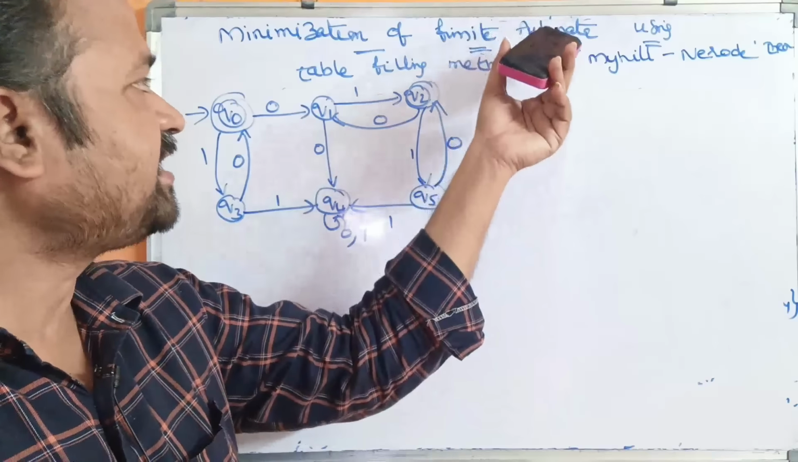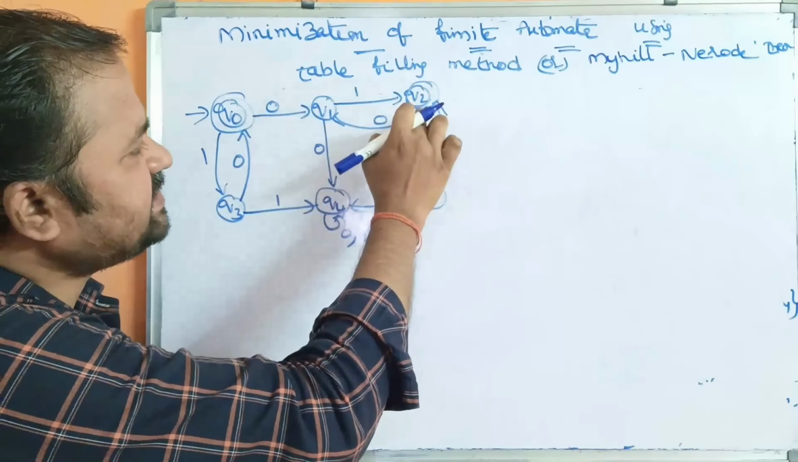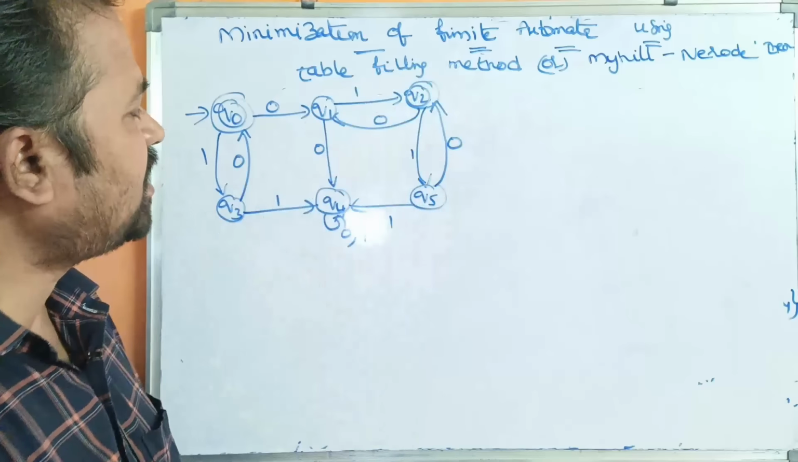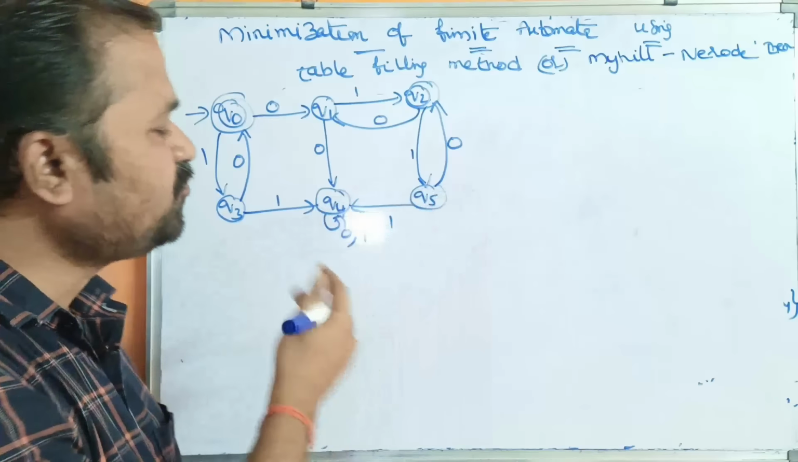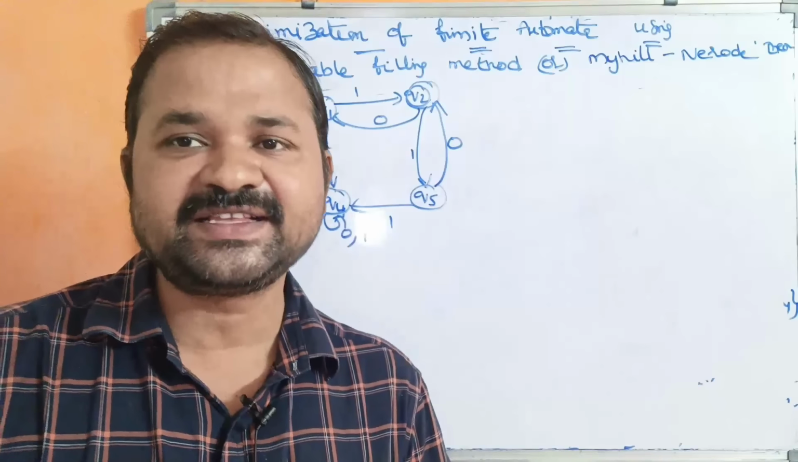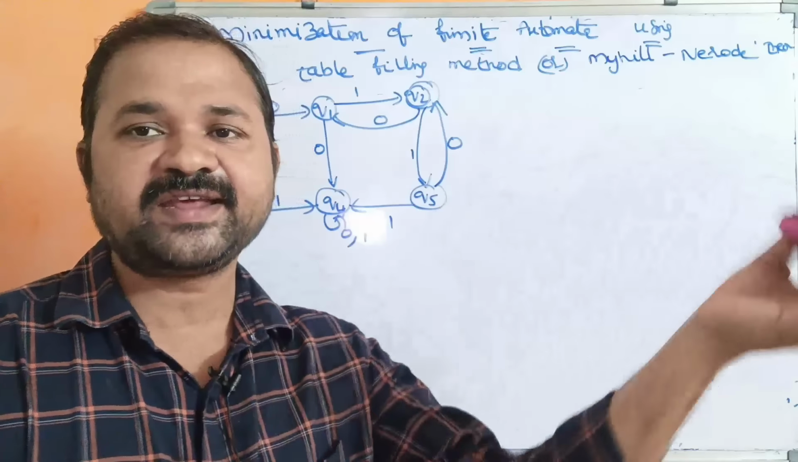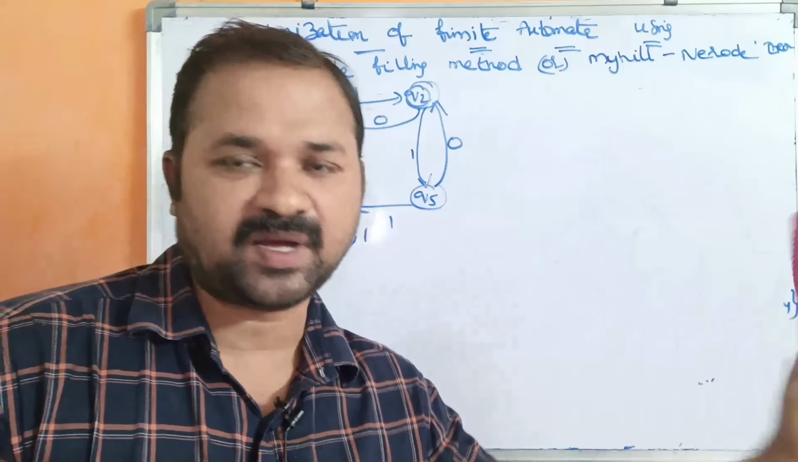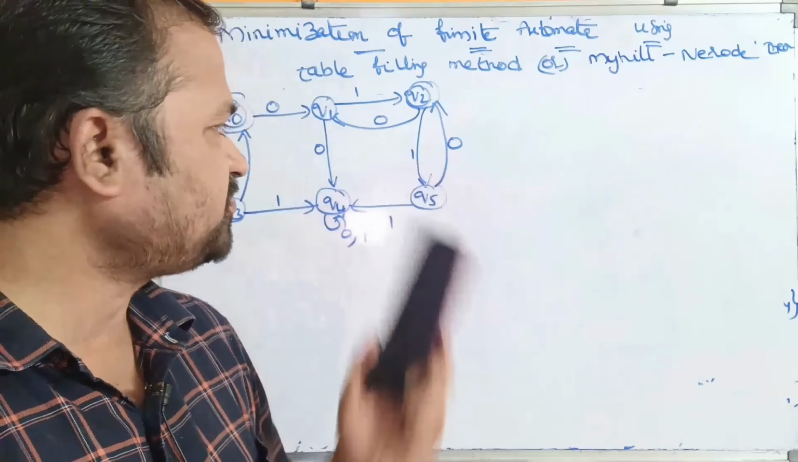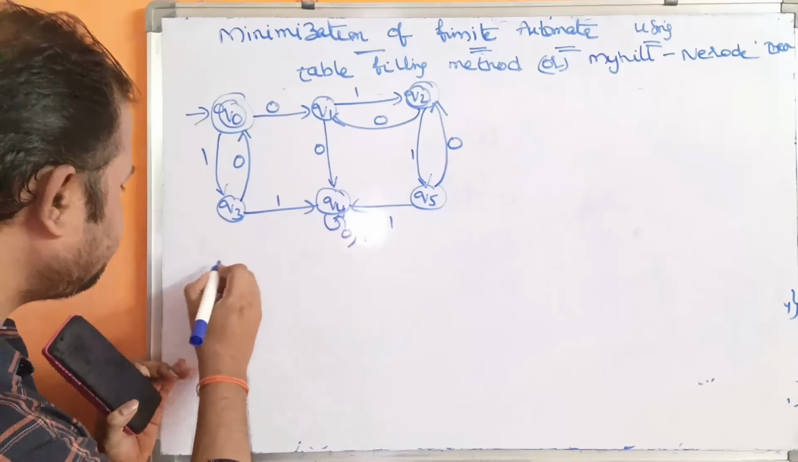Here the finite automata is a DFA. Why? Because here we have two final states. Q0 and Q2 are the final states, whereas Q1, Q3, Q4, Q5 are non-final states. So here is the minimization of a DFA, the same manner we have to follow. First we have to construct the transition table. So let us construct the transition table.